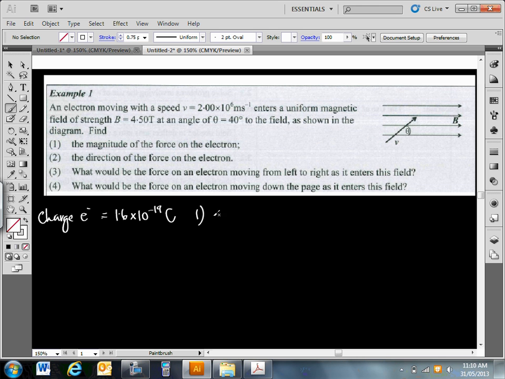Question 1 says the magnitude of the force on the electron. Of course, we've just learned a formula that says that force is equal to Q times V times B sine of theta, which is equal to, V is 2.00 by 10 to the 6. Question?